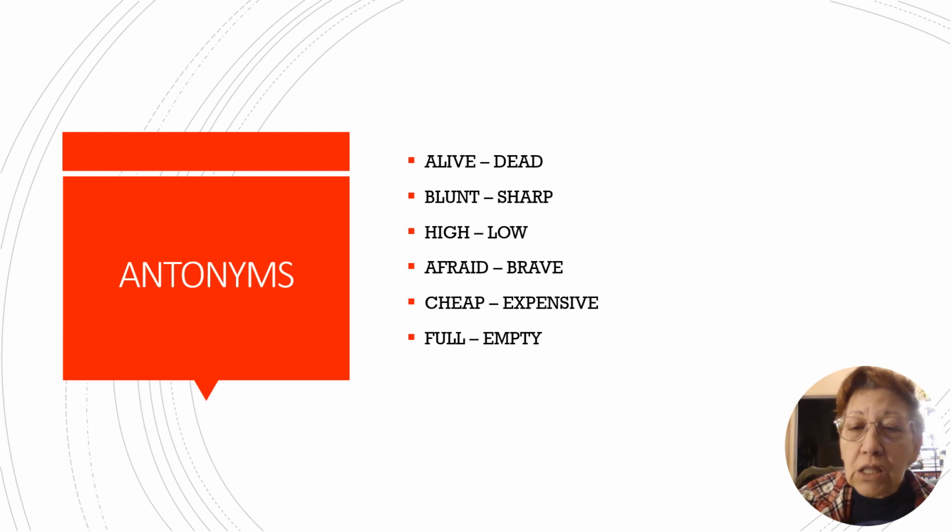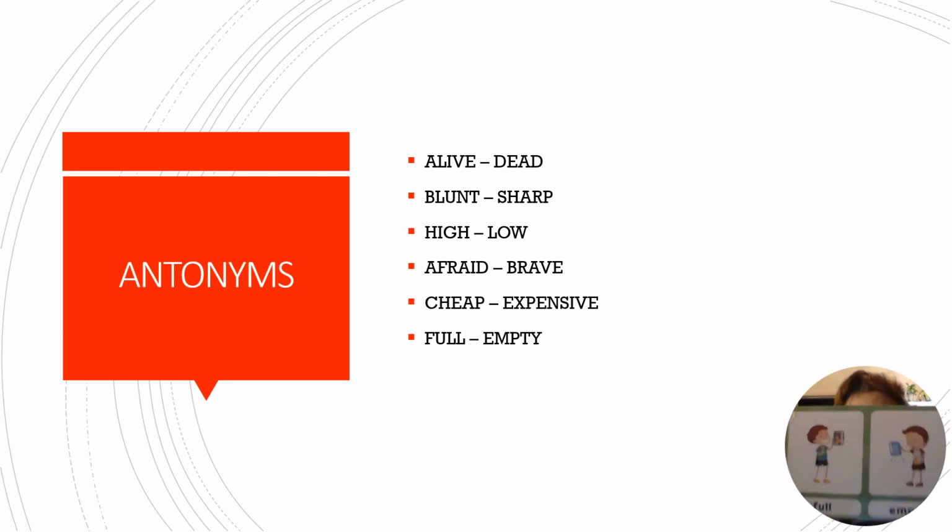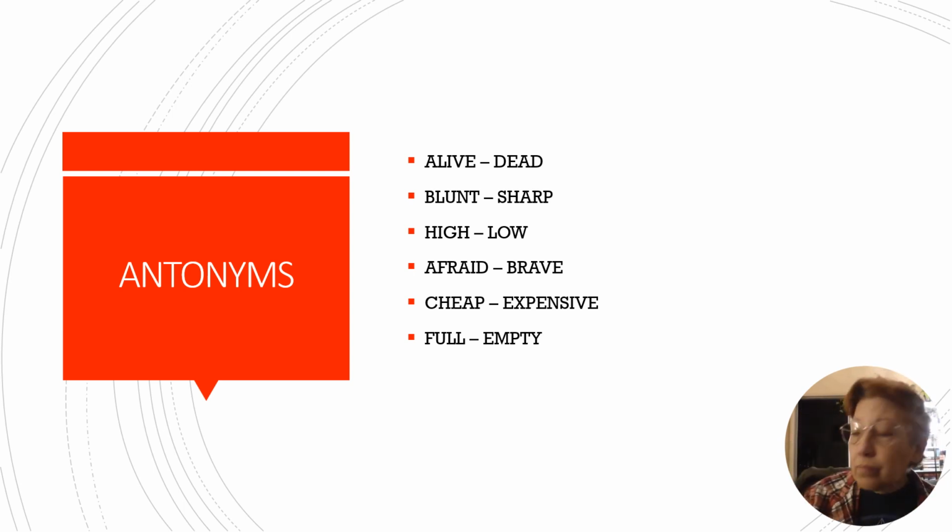Next, full and empty. Let's take a look at that. So what are they showing us here? On the full side, we have a boy with what looks like a jar full of candy. Let's take a look. And then on the other side, you see it empty with nothing in it. Right? Very good. Let's go to the next.